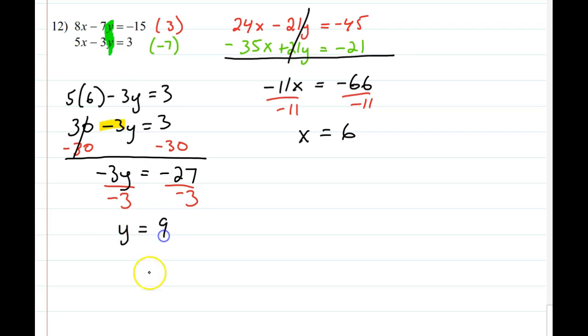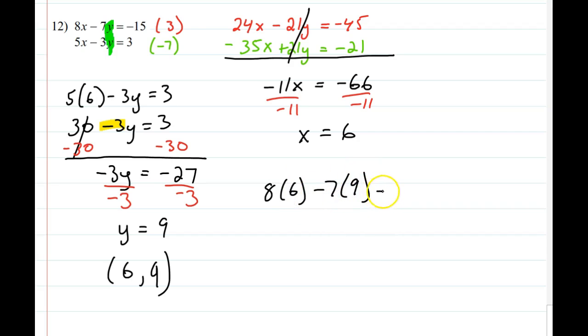Y equals 9. So I think my answer is 6, 9. So I'm going to check it in my top equation. So 8 times 6 minus 7 times 9 equals negative 15. So 48 minus 63 equals negative 15. 48 minus 63 is negative 15, so my answer is correct.